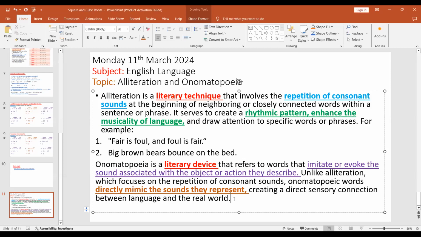Put inside the chat an example of onomatopoeia. Again, put inside the chat an example of onomatopoeia for me. Tyrone already did it and Jevin already did it, but I want the rest of you to put an example of onomatopoeia inside the chat. Okay. Let me share my screen fully.